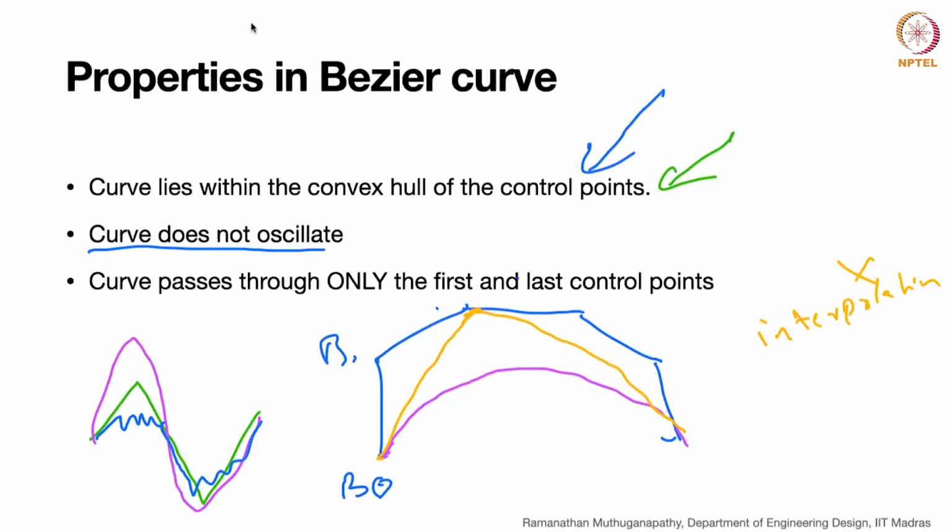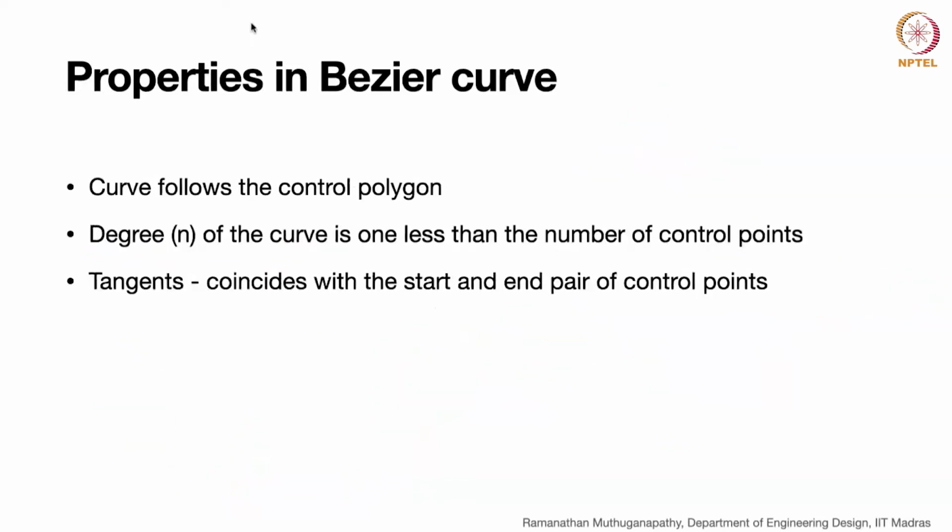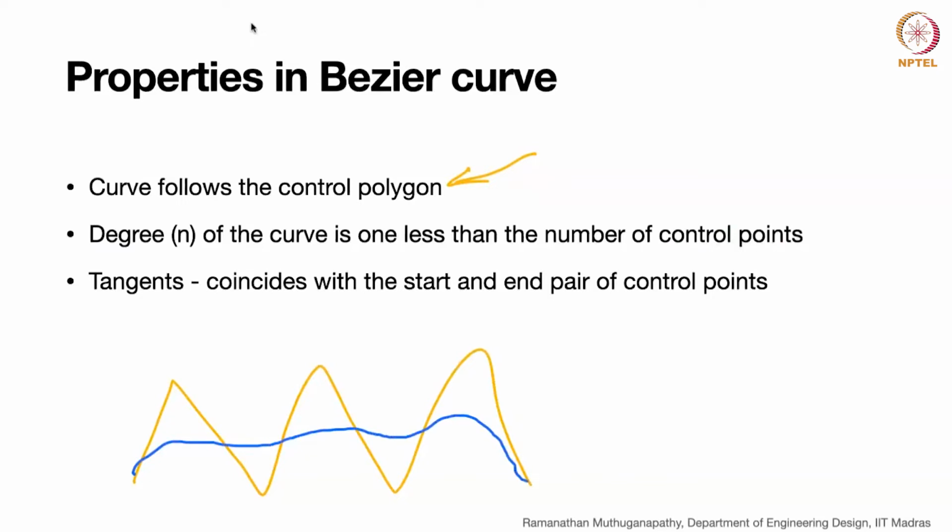Okay. So we can see that the curve passes only through the first and last control points. And the curve, as we saw, closely follows the control polygon. As I showed you in some examples, if I have something like this, I can easily draw the curve. I don't need to know any of this equation. That's the beauty of this.